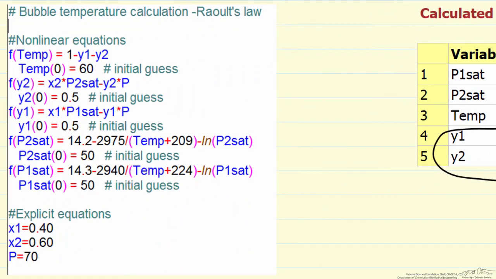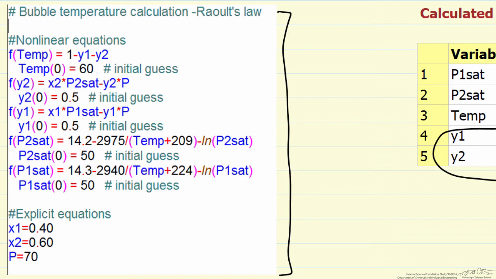On the left part is the Polymath program. The way Polymath works is I rearranged all of the equations so 0 is on one side of the equation. For example, I write equation number 5 as 1 minus y1 minus y2 equals 0. And then in Polymath, I write this as a function of one of my variables. It doesn't matter which one. I happen to pick temperature. I could have picked y1, y2.